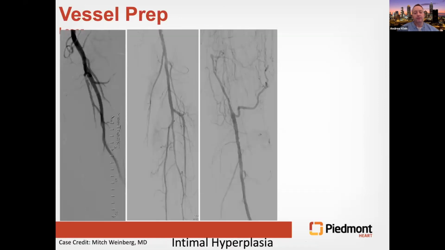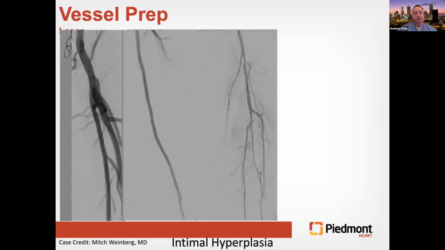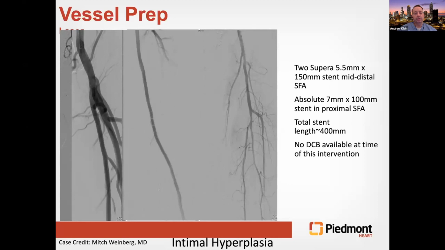What about vessels that actually have a ton of something in there that you need to remove? Well, this is a case my colleague and friend Mitch Weinberg presented a couple of years ago, and I borrowed it from him, of somebody who came in with a standard run-of-the-mill SFA occlusion. He wound up putting in a whole bunch of stents from top to bottom, including some Supera and a Smart stent, over 400 millimeters of total stent. At that time, no DCB was available.